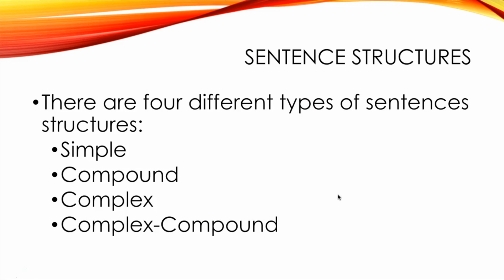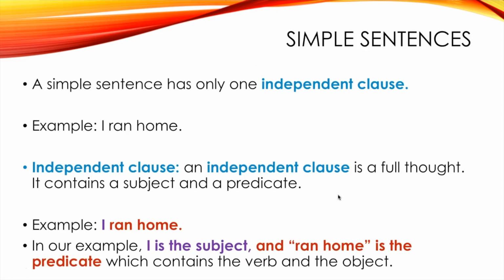Okay, so this is the lesson on different sentence structures. As you can see, there are 4 different types of sentence structures. And again, those are simple, compound, complex, and complex compound. A simple sentence has only one independent clause. An example is I ran home. So an independent clause is a full thought. It contains a subject and a predicate. So if you look at the example here, I is the subject and ran home is the predicate, which is the verb and the object.